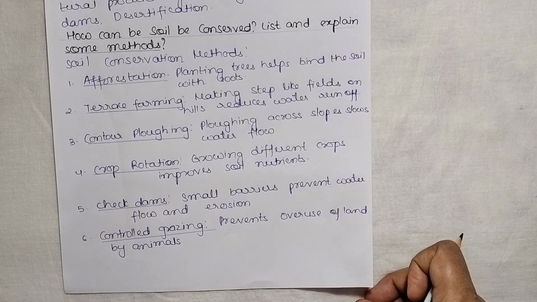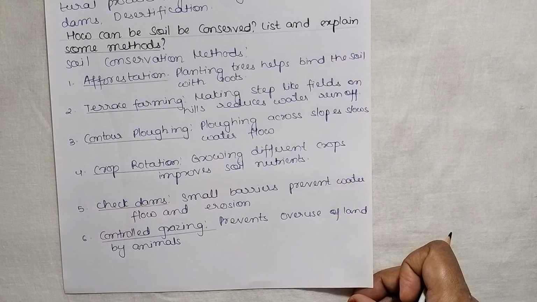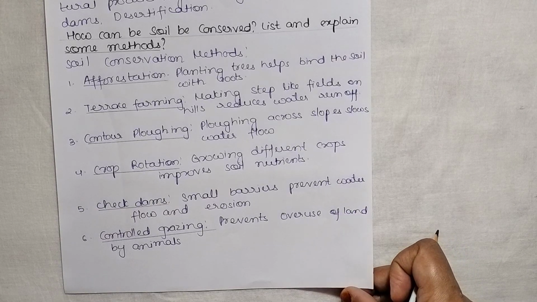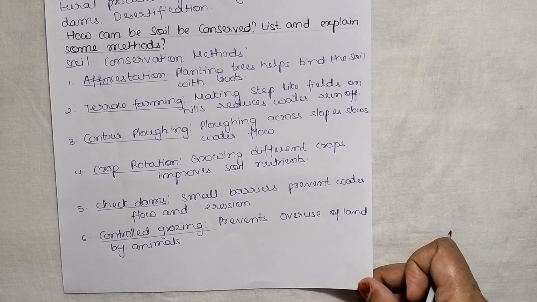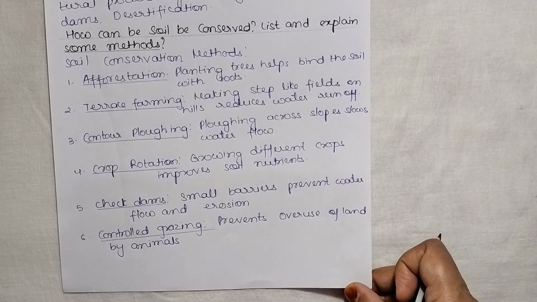Then check dams. Small barriers prevent water flow and erosion, and control grazing, that is prevent overuse of land by animals. So these are the 6 methods through which we can conserve soil, that is afforestation, terrace farming, contour ploughing, crop rotation, check dams, and control grazing.